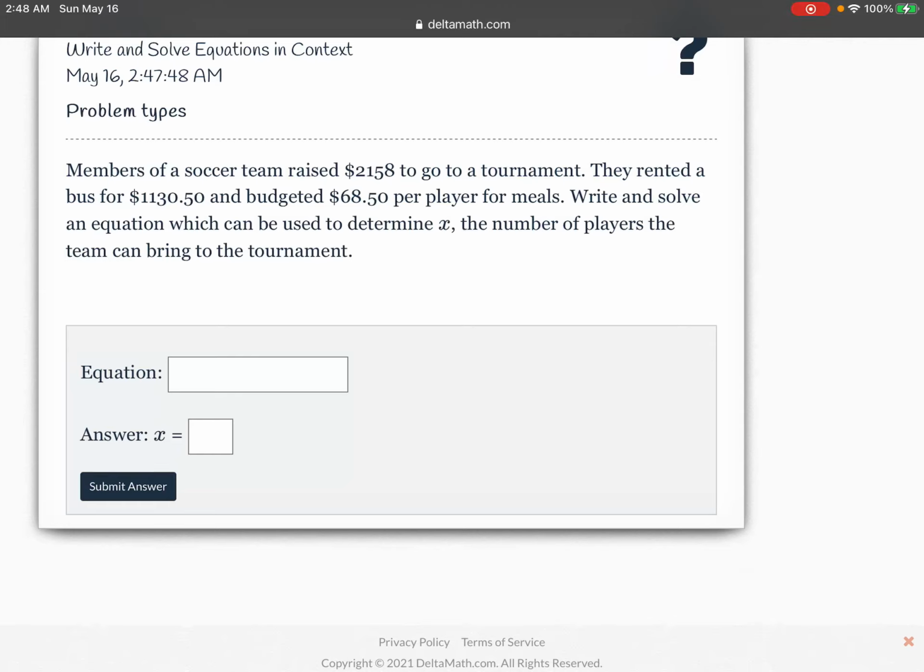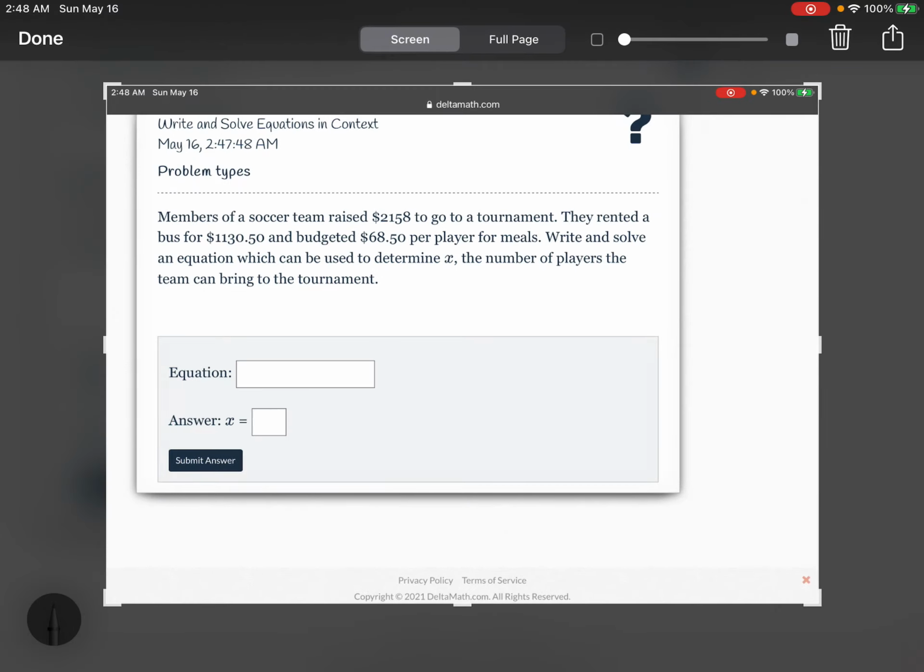Let's do another example on writing and solving equations. Let me jump into this. I am going to take a picture and draw on that picture.